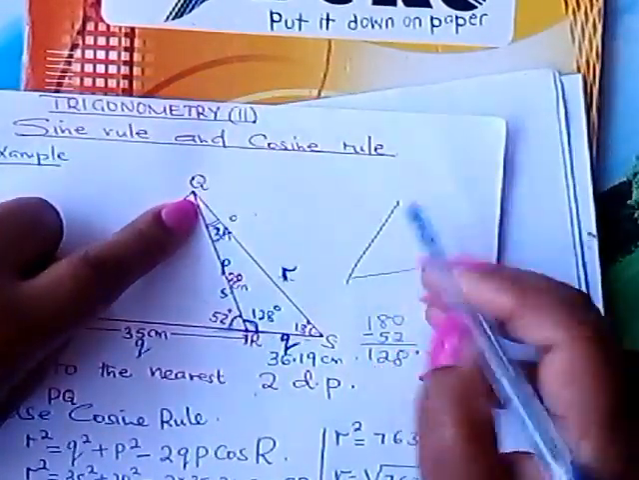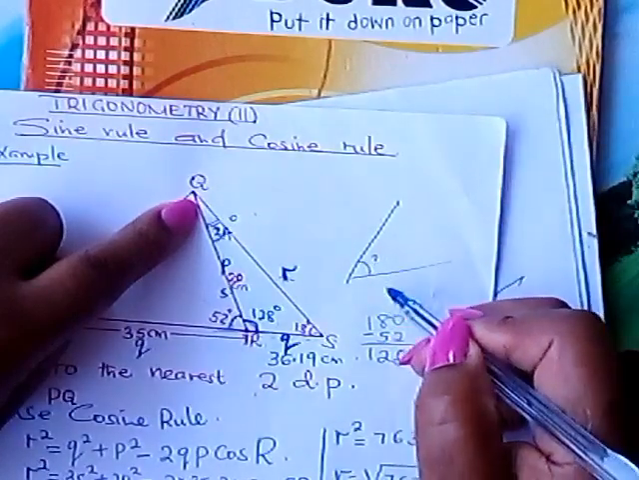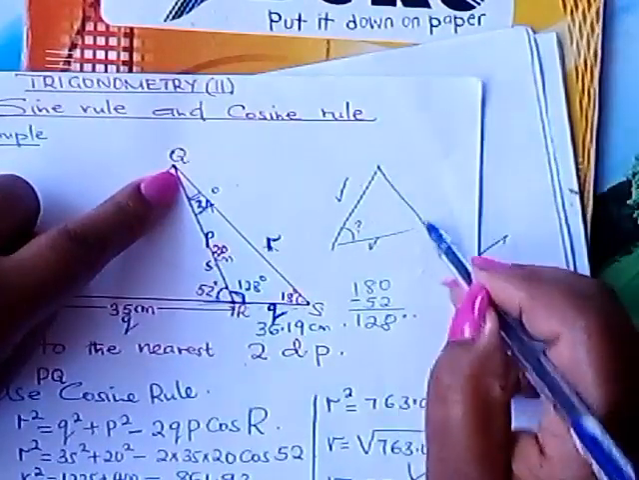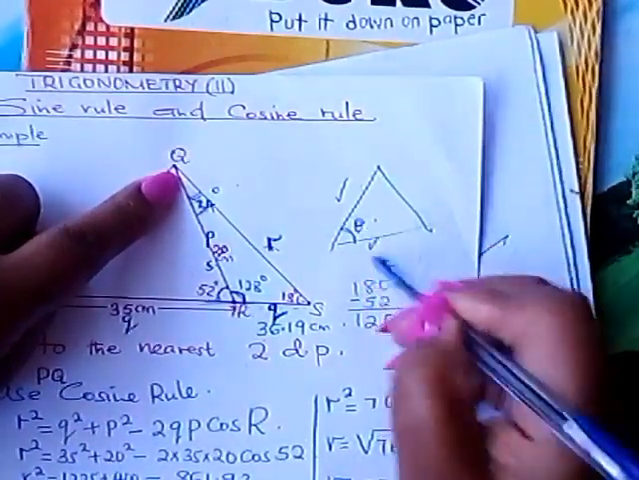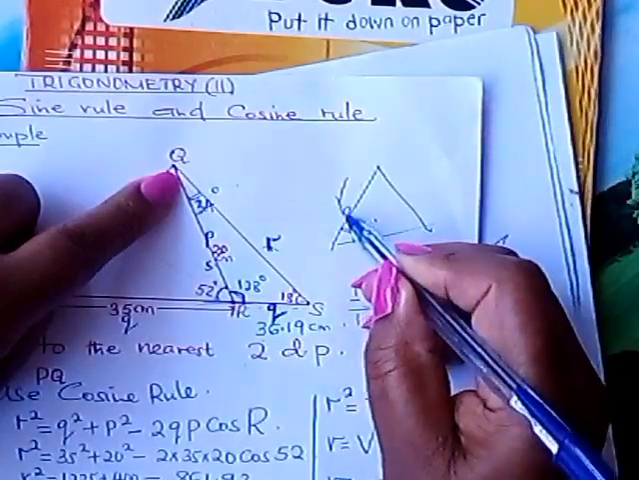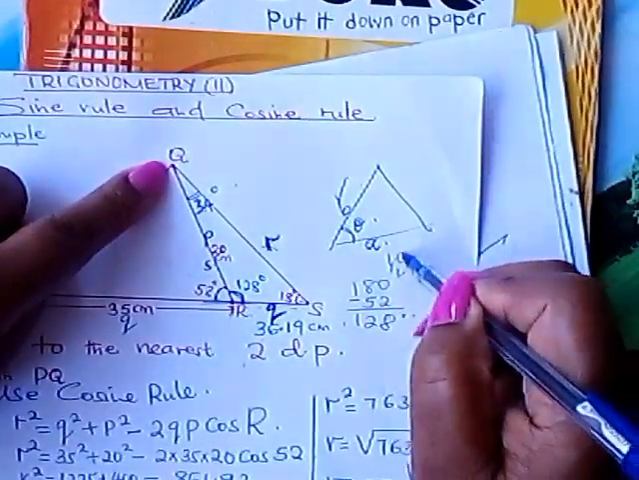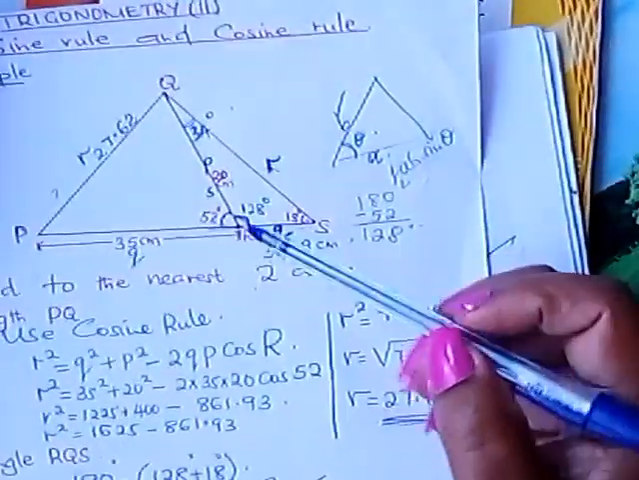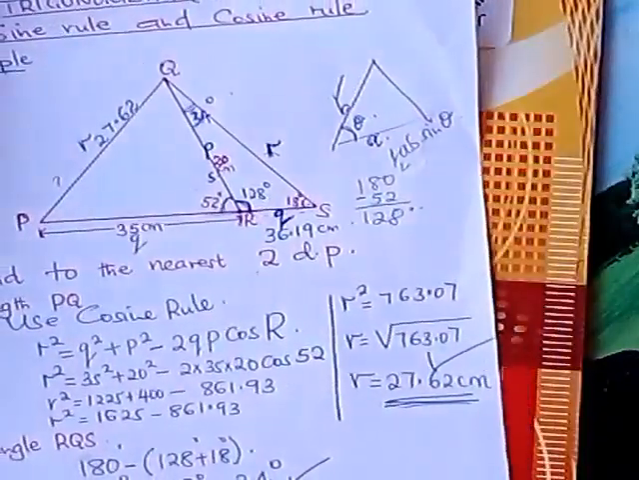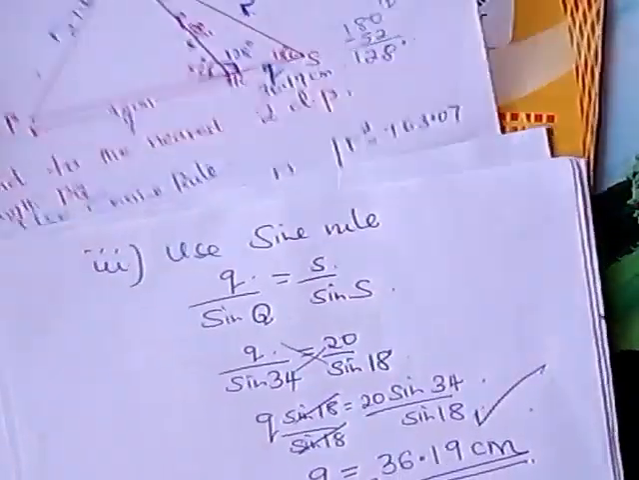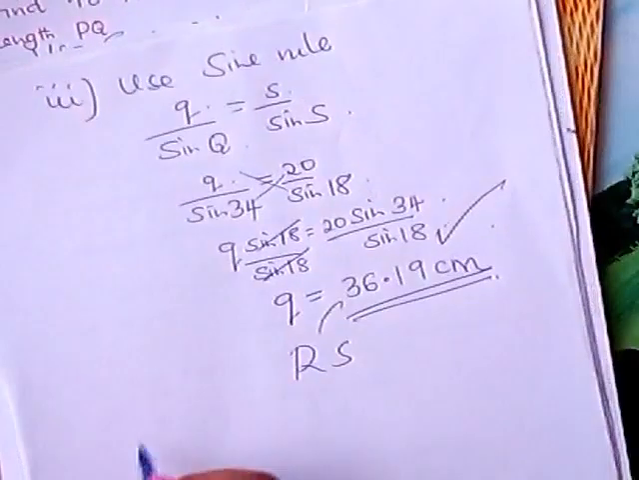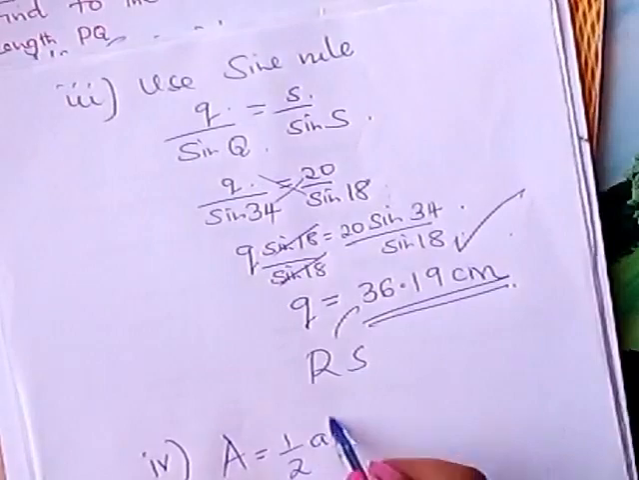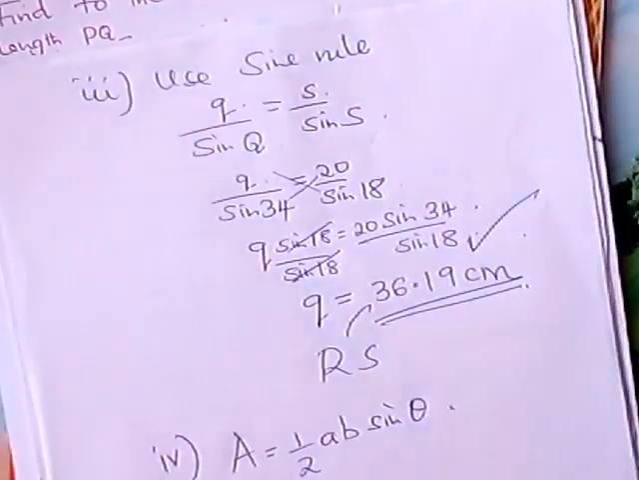Learner, it means that you have an included angle here, you are given this side and you are given this side. So which formula do you normally use if you are given an angle, call it theta, and these two sides? We use the formula a half ab sine theta. And therefore we apply the same here. Let me write it here. The area of triangle QRS is a half ab sine theta.